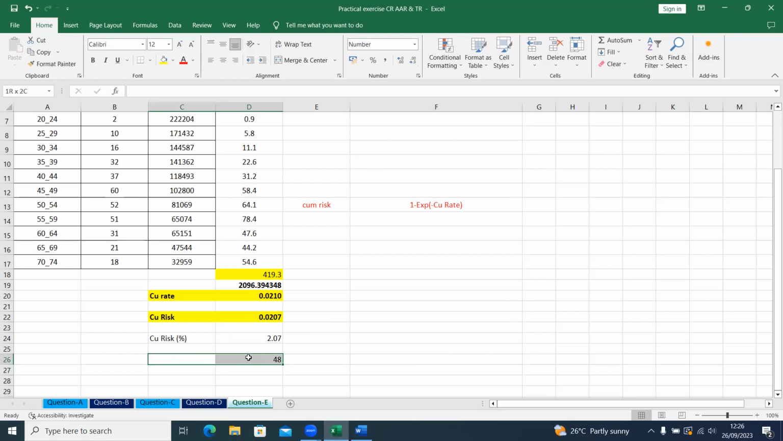Whenever we mention 1 in this many persons, you don't mention it in decimal points. You have to mention a round figure. You cannot mention persons in a decimal point.